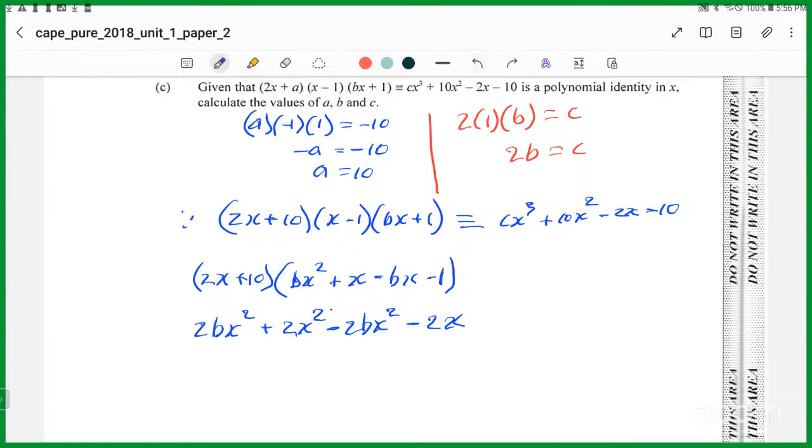I'm going to use the 10 now times each of these. So the 10 times this is 10bx squared. So I'm going to get 10bx squared. And this times this is going to become plus 10x. Then this times this is going to become minus 10bx. Then this times this is negative 10.